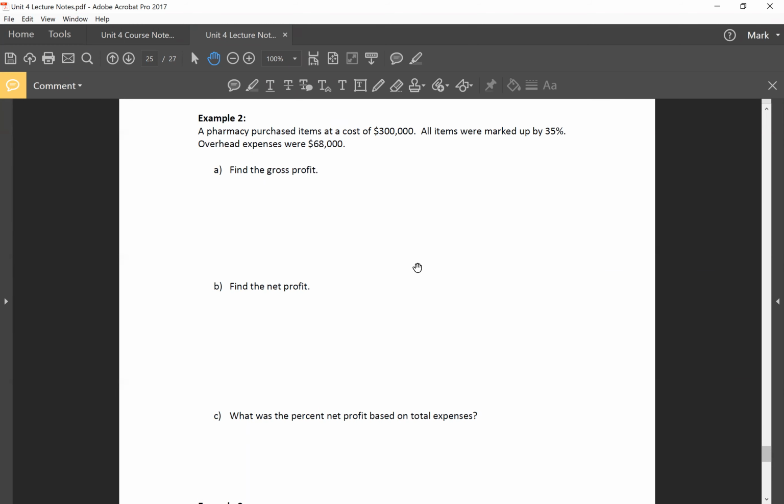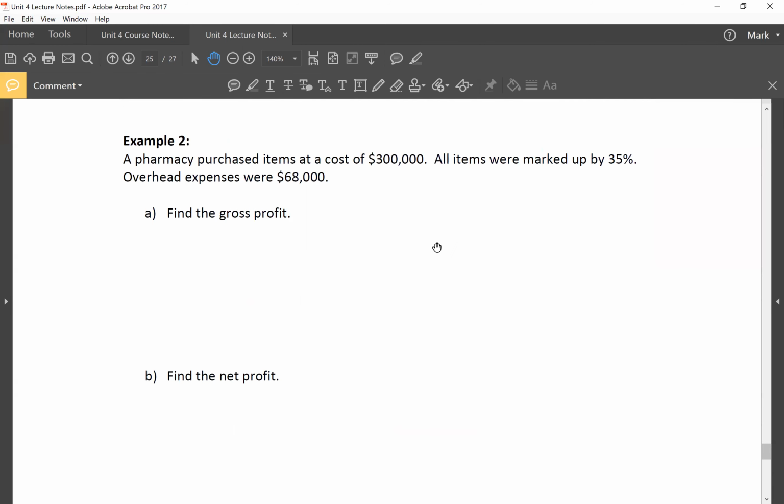Okay, so let's look at number 2 and 3 really quick. A pharmacy purchased items at a cost of $300,000. All items were marked up by 35%. Overhead expenses were $68,000. Okay, so not a huge overhead. This could be good. First things first, find the gross profit.